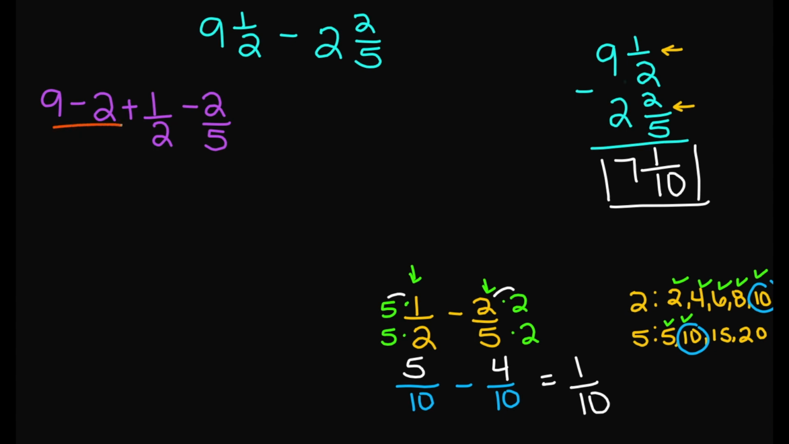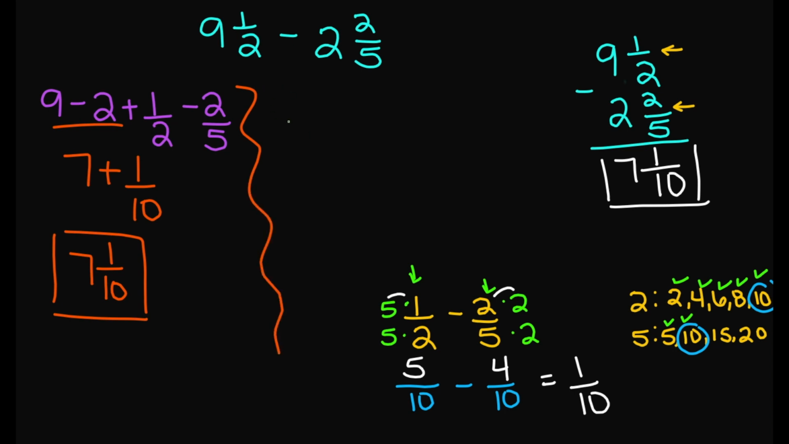So 9 minus 2, this is going to equal 7. And then you have 1 over 2 minus 2 over 5. We just did that. We subtract everything and we got plus 1 over 10. And then when you combine everything, you're going to get 7 and 1/10 as your final answer here. And then let's say you don't write it the way I do. Let's say you expand it the other way. So let's say you did 9 plus 1 over 2 minus 2 minus 2 over 5.